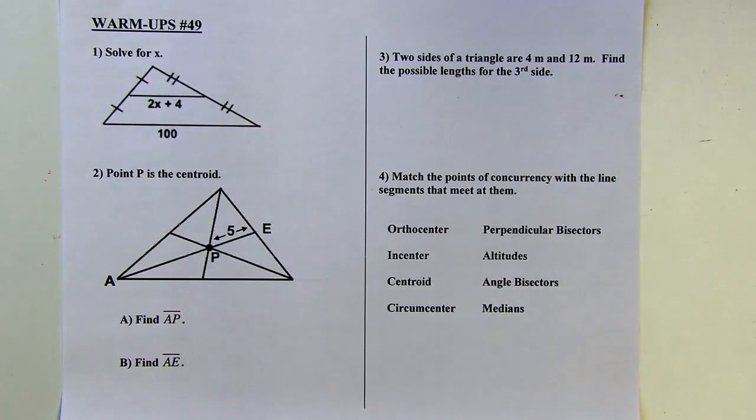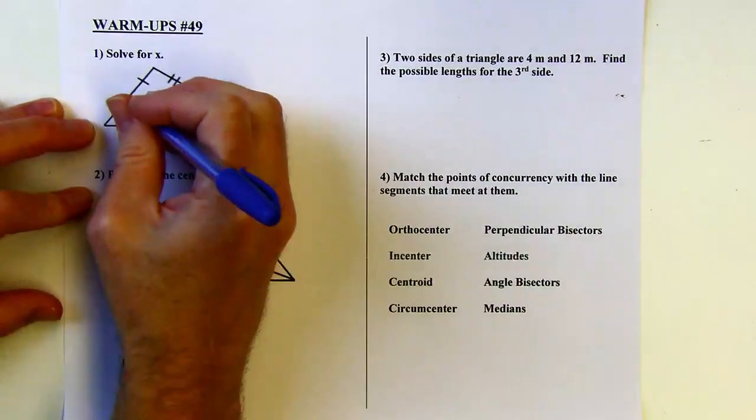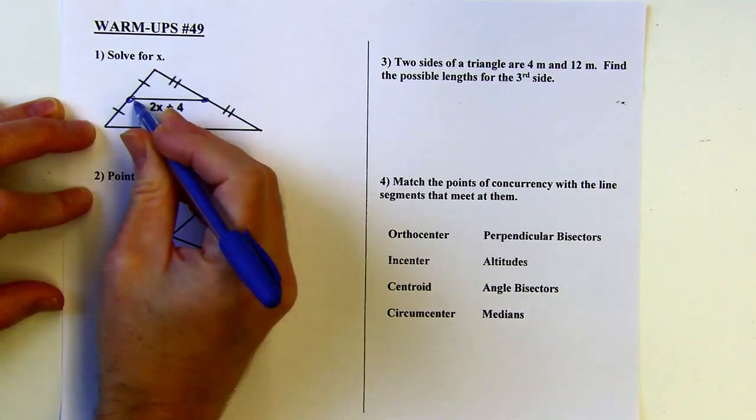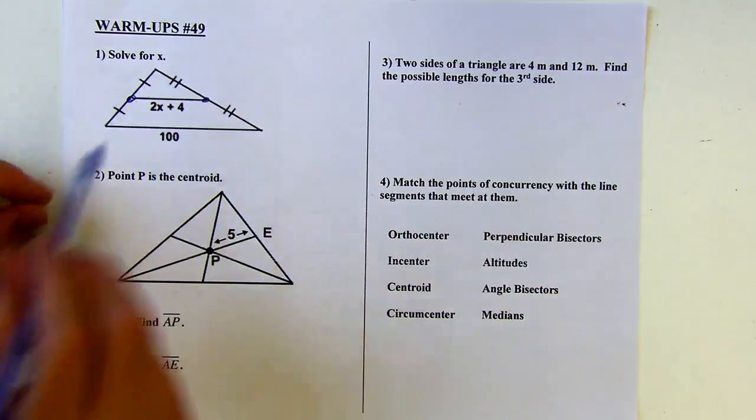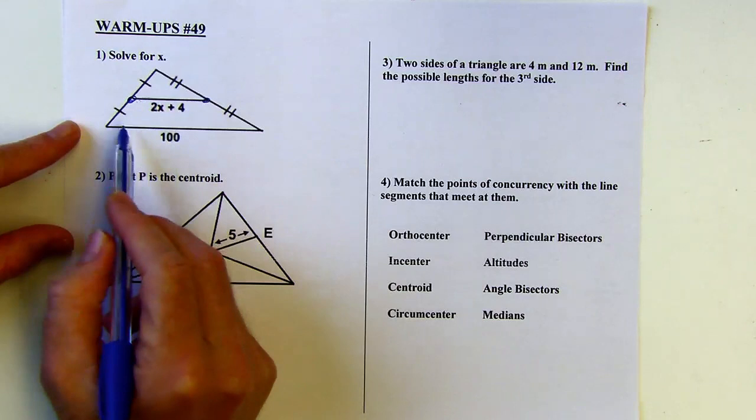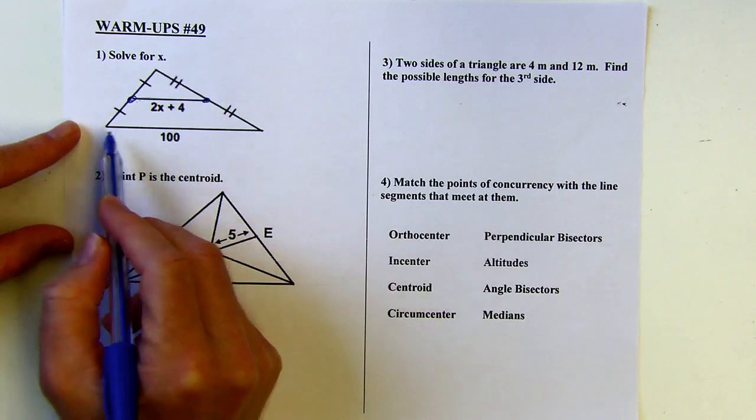Okay, here is warm-up number 49. So on this first problem, this segment here is a mid-segment, connects two midpoints. And one of the properties of a mid-segment of a triangle, the mid-segment's going to be half the length of the side that it's parallel to.